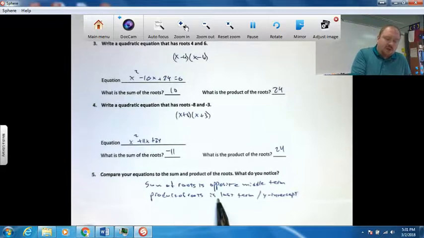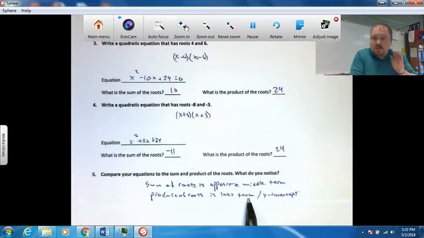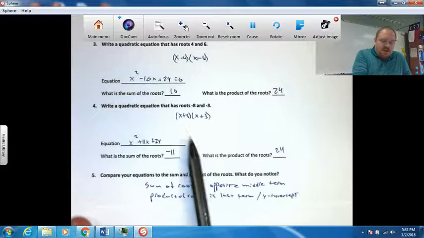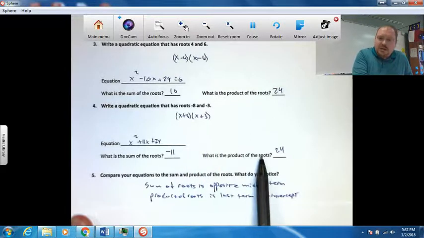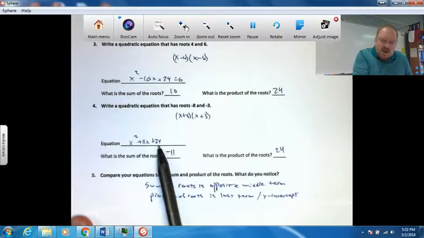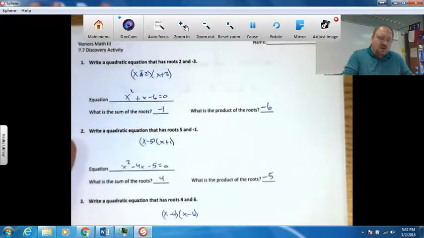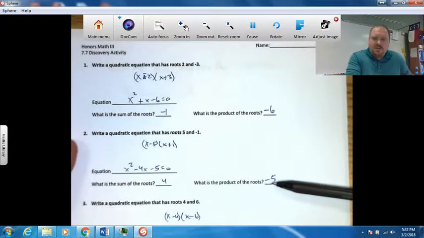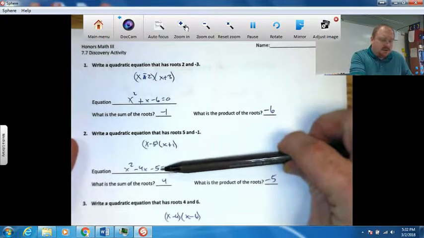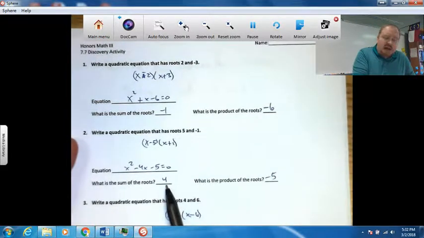The product of the roots is equal to the last term. It also happens to be the y-intercept. So, negative 8 times negative 3 is 24, and it's 24 here. And that's the case when you go up for all of these. The product is the last number. The opposite of the sum is the middle number.